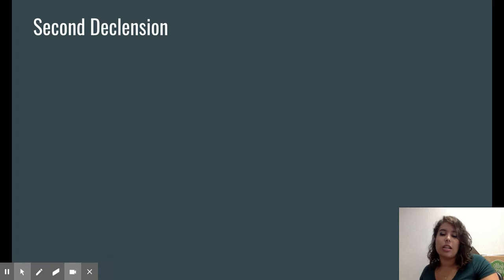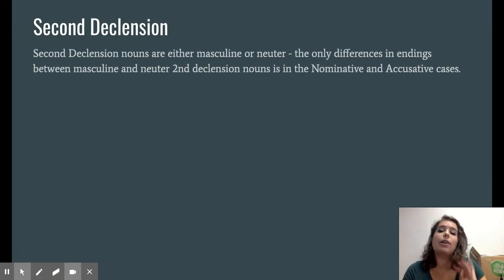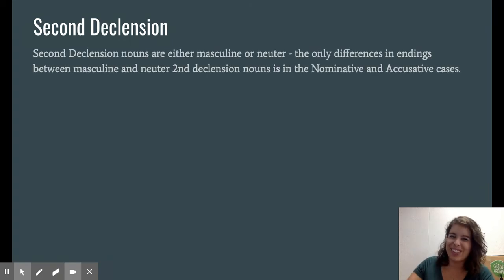Second declension. This is another common declension. Now, second declension nouns are going to be either masculine or neuter. And again, this is a grammatical thing that's going to be very important when we talk about adjectives. So for now, just make sure you're trying to learn whether a noun is masculine or feminine or neuter. But again, just make sure you're not thinking, oh, it's a boy, it's a girl, it's a thing, because that's not how grammatical gender works exactly.